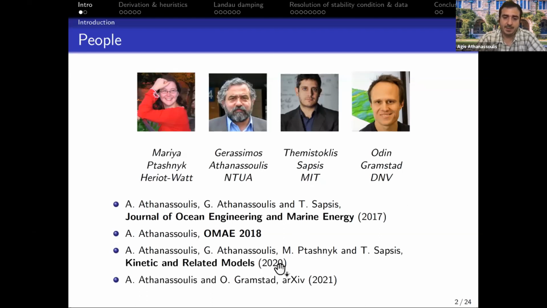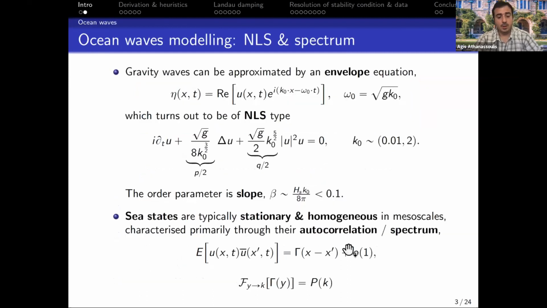I'm listing some papers here. Some are engineering papers. Most of what I'm going to be talking about today is the rigorous stuff, which is contained in this 2020 paper in Kinetic and Related Models. Okay, so before I can state the Alber equation, I want to mention the 2 ingredients that it consists of.